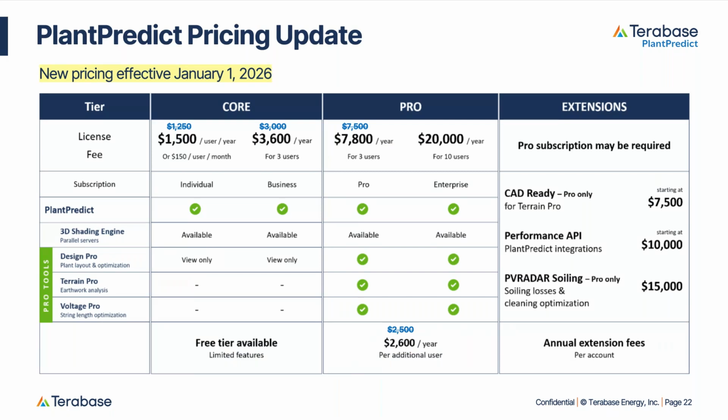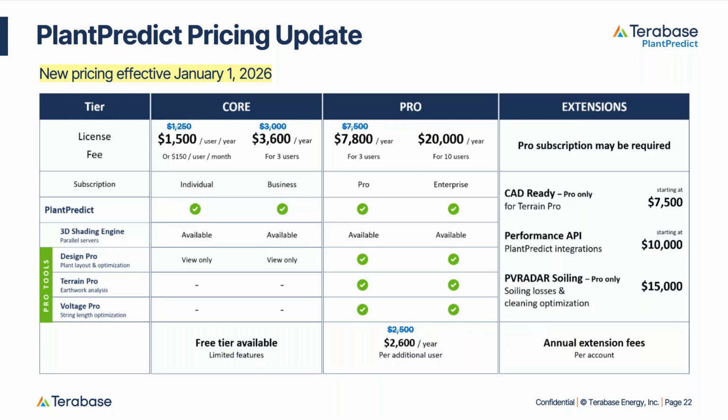that you can still subscribe to PlantPredict for $1,250 all the way up until January 1st. So if you're considering a PlantPredict subscription, you want to move fast. You also can see that we're raising the price of the 3-user version to $3,600 from $3,000, and we're also increasing the Pro price from $7,500 to $7,800. So there's going to be a price increase on the core and the Pro.